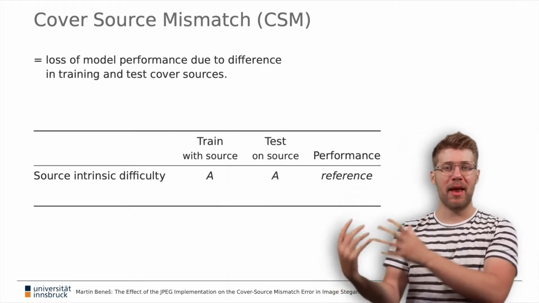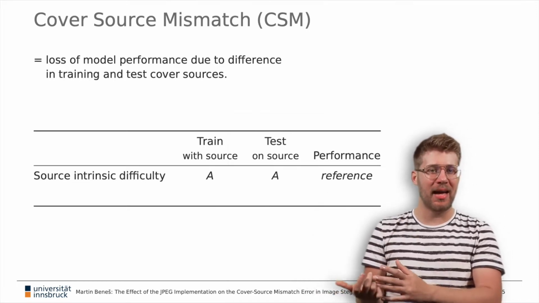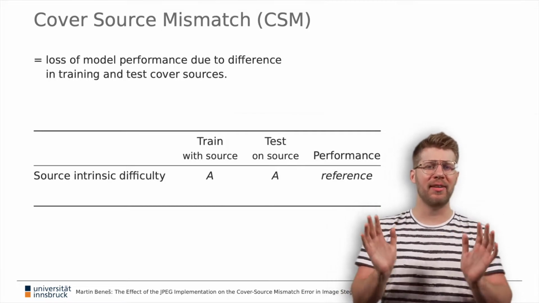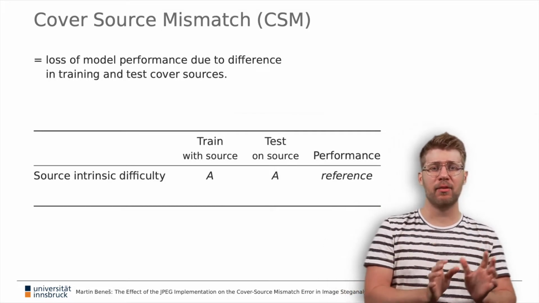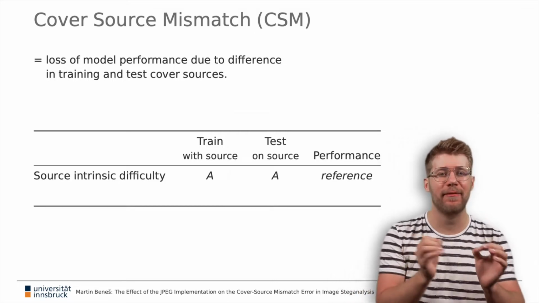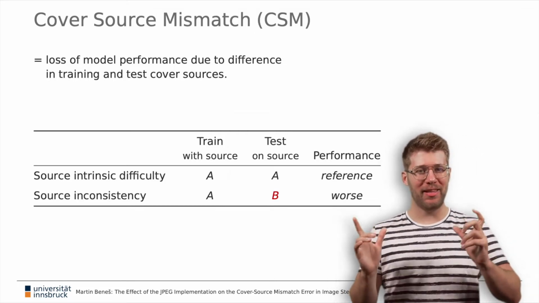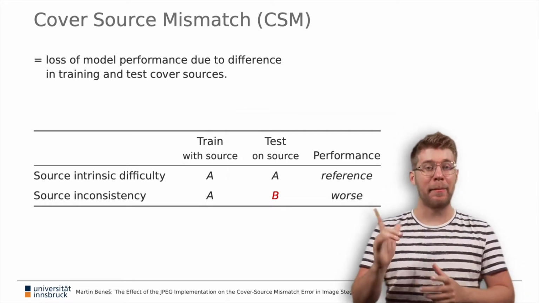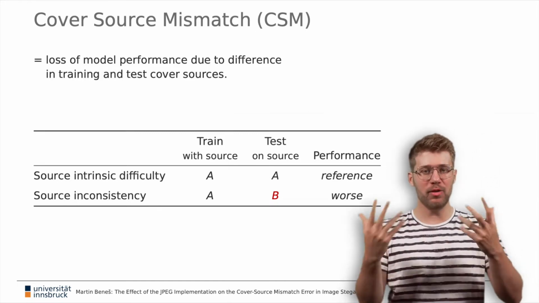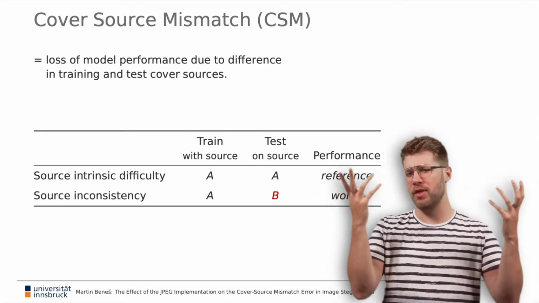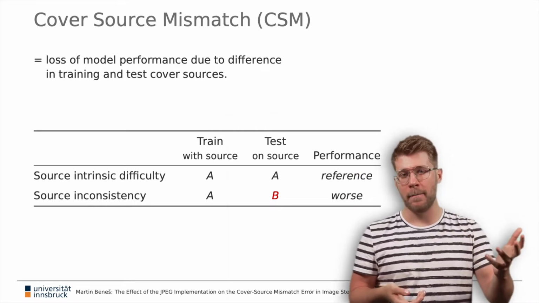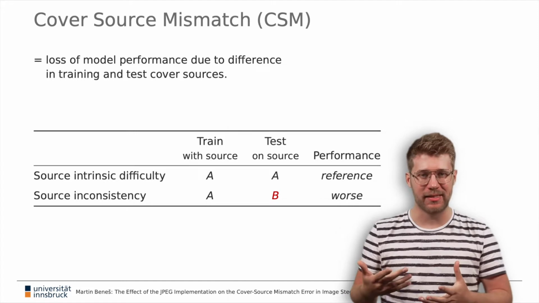We start with a scenario when training and test data come from the same cover source. In this case, we just measure how hard it is to detect the existence of a steganographic message in source A. We call this the source intrinsic difficulty. CSM is evaluated by training on a source A and measuring the performance on a mismatching source B. For example, source A could be images taken with a digital camera, and source B could be images acquired with a scanner. This is called source inconsistency.